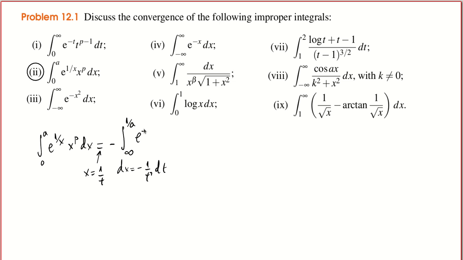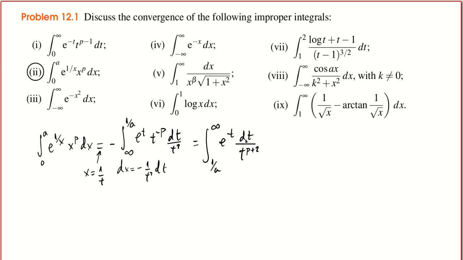And then you have e^t, x^(2-p), that is t^(p-2), dt over t squared. All right? And with this minus we interchange the limits, so we have the integral from 1 over a to infinity of e^t, and then you have dt over t to the p plus 2. Right? So this is the integral we have to deal with, right?